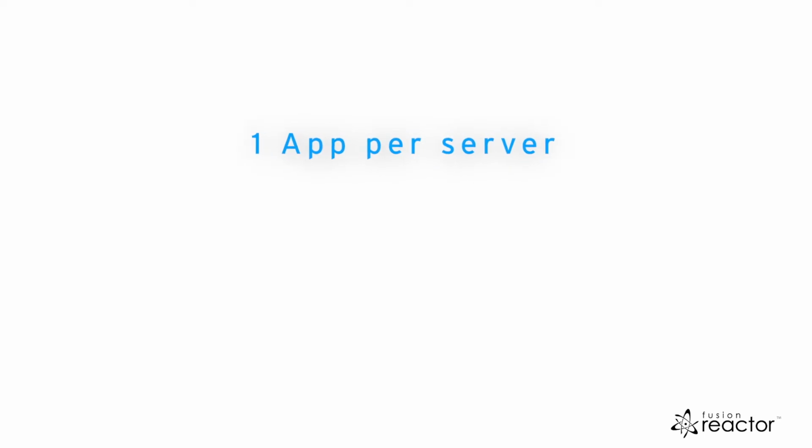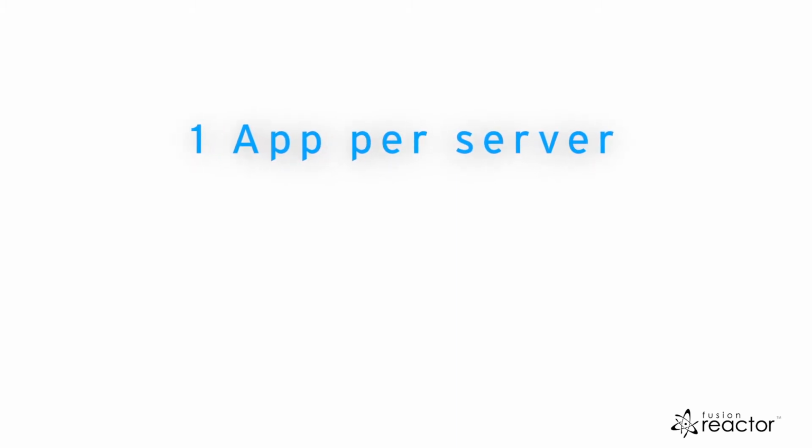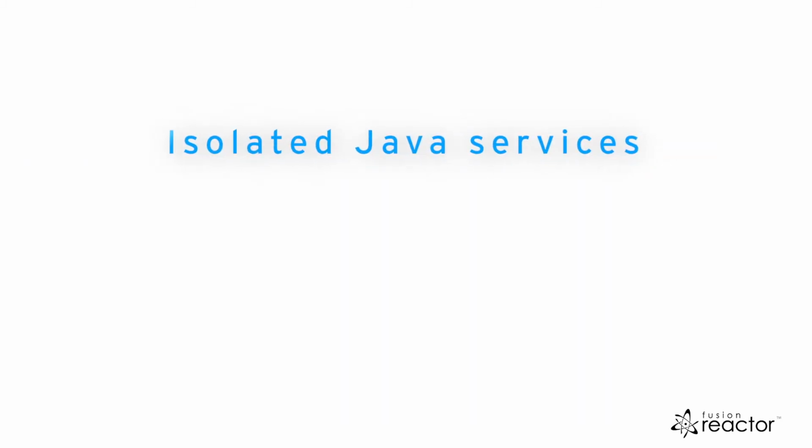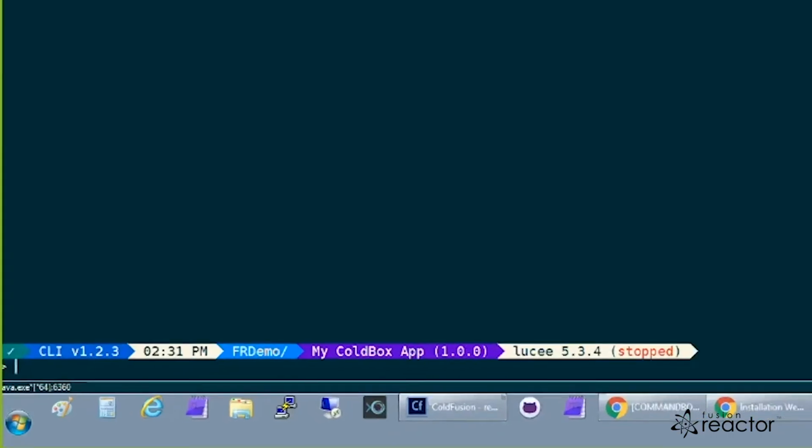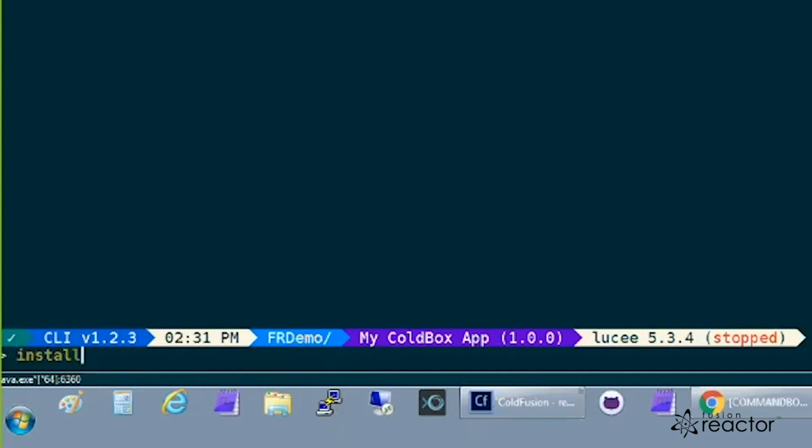So in order to use FusionReactor with your CommandBox servers, and with CommandBox, you don't have a single monolithic server that you run all your sites on. You start up little individual servers for however many projects you want to work on. Each is a separate Java process. That way they're fully isolated. They can be on different versions of ColdFusion. It doesn't matter. So using FusionReactor is incredibly easy.